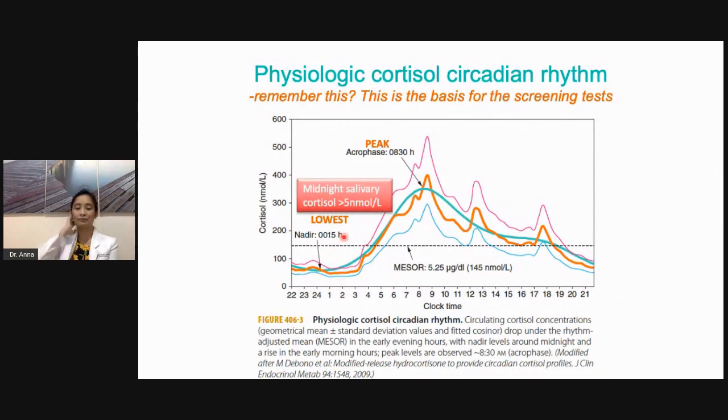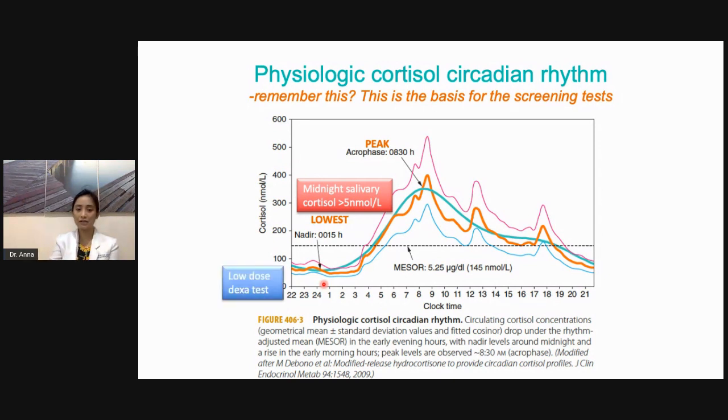But if it's more than 5 nanomole, meaning it's elevated at 12 midnight cortisol, it means that there's excessive production. So how do we do this? When the patient is about to sleep, we put a cotton bud inside the mouth and get the saliva at 12 midnight, because any stress, like if you do blood extraction, can falsely elevate your cortisol. So that's why we do the salivary cortisol.